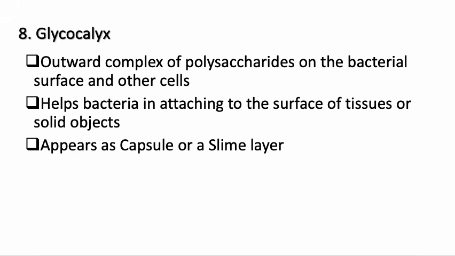Now, glycocalyx is the outward complex of polysaccharides on certain types of bacteria, which is usually located at the surface of your bacteria and other cells also. The main function of glycocalyx is to help your bacteria attach to the surface of tissues or solid objects. There are two types of glycocalyx. Your glycocalyx can appear as a capsule or as a slime layer.